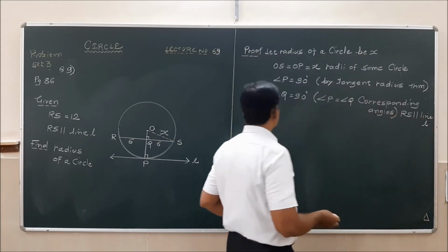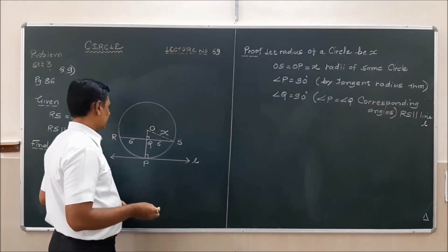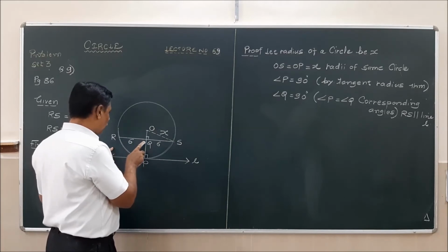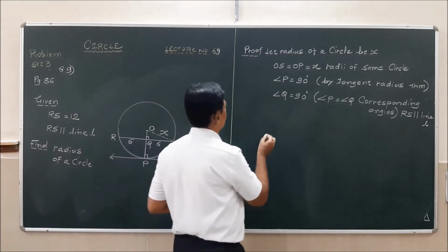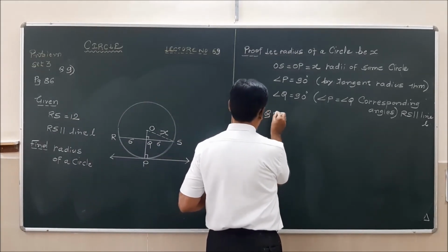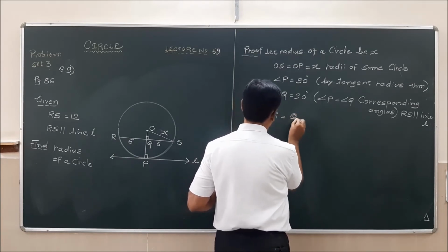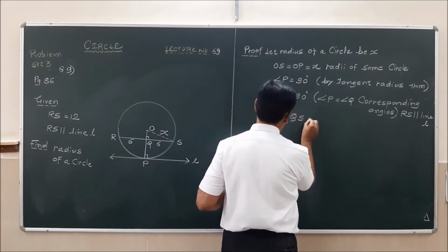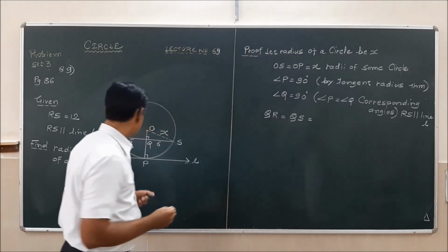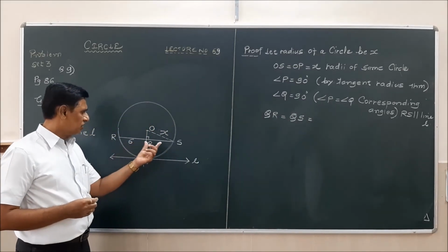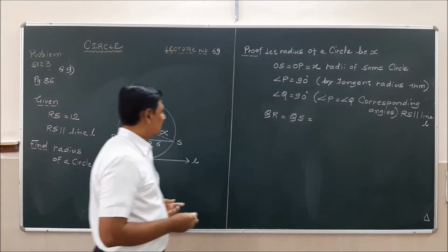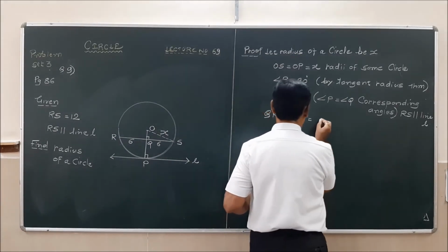Okay. So Q is also 90. So QR is equal to QS. QR is equal to QS, that is equal to 6.